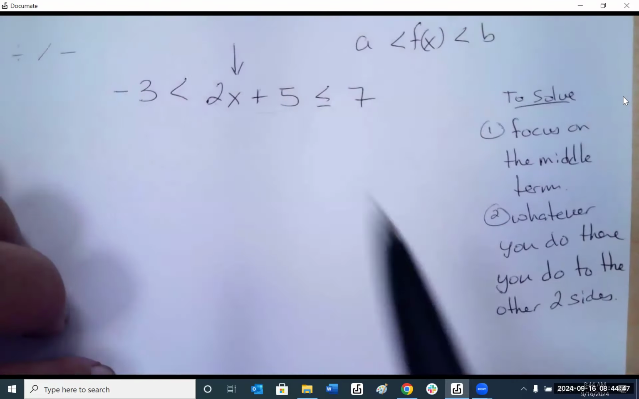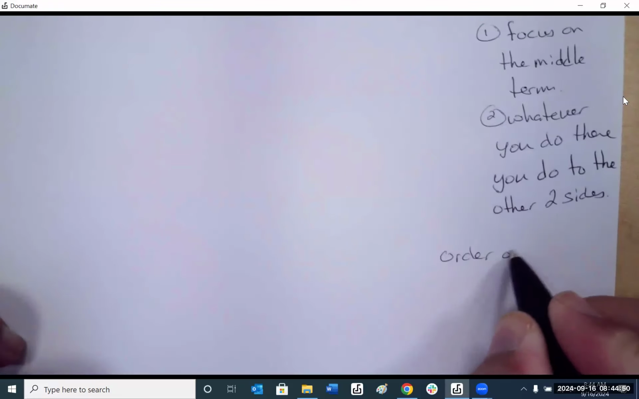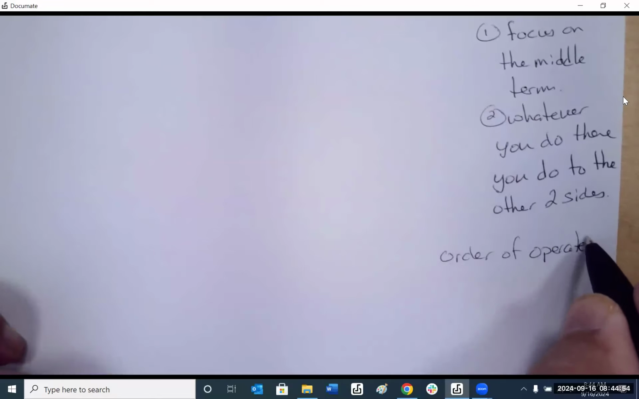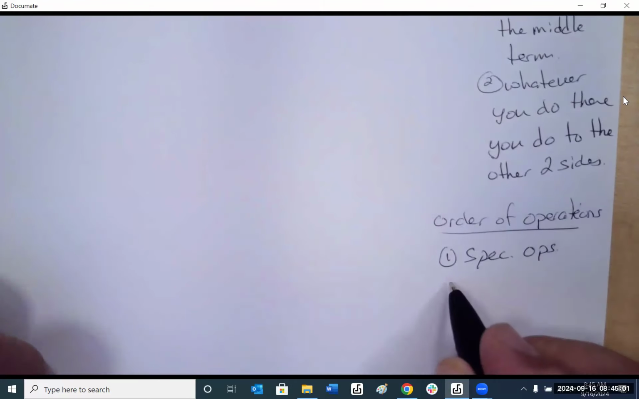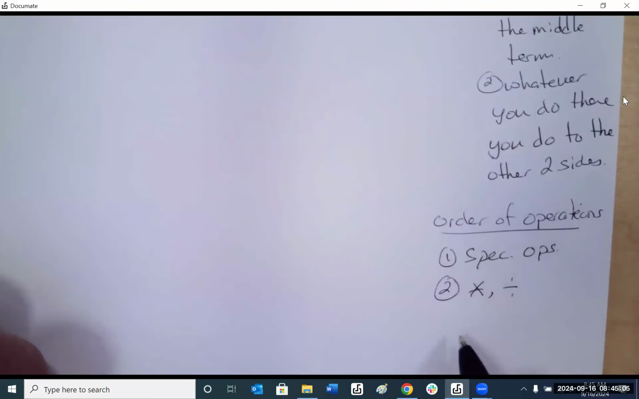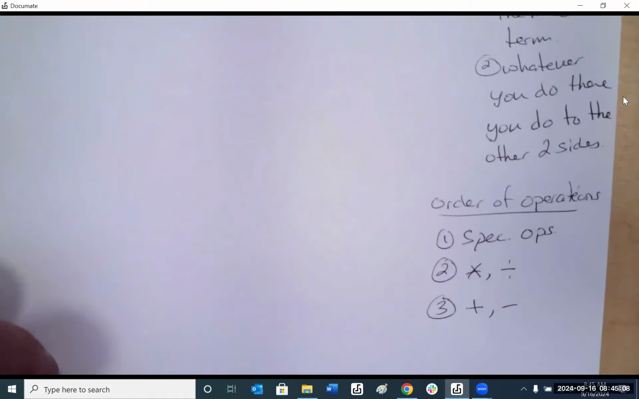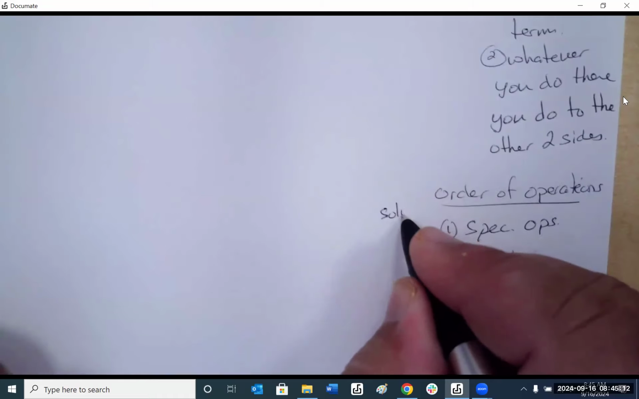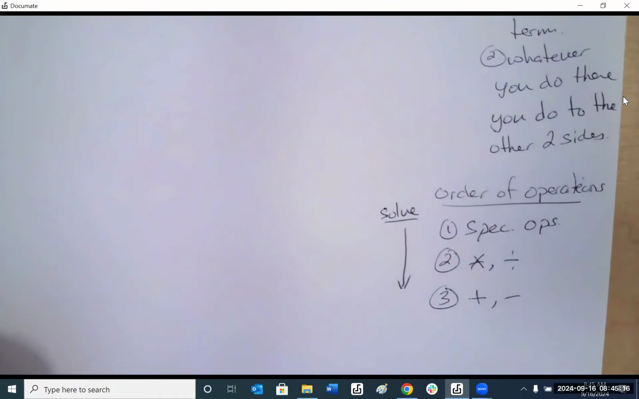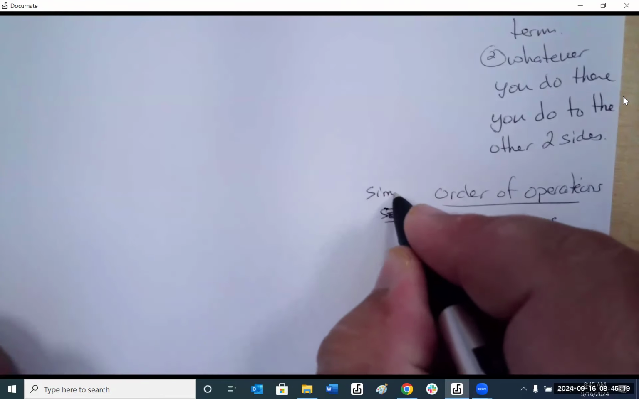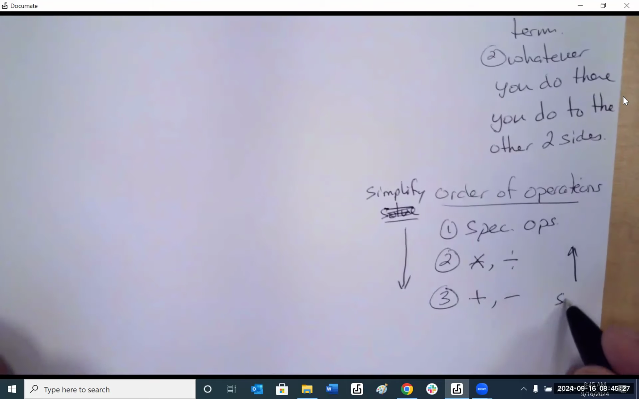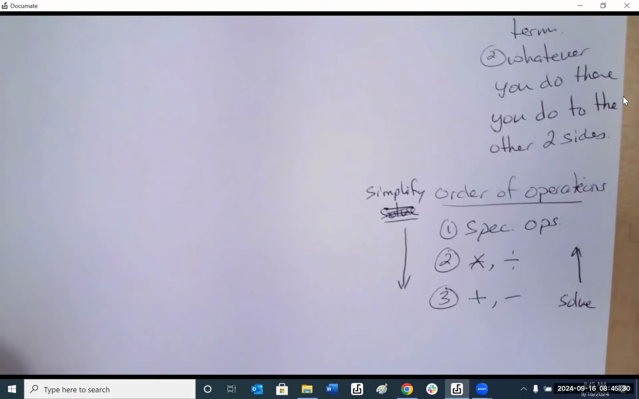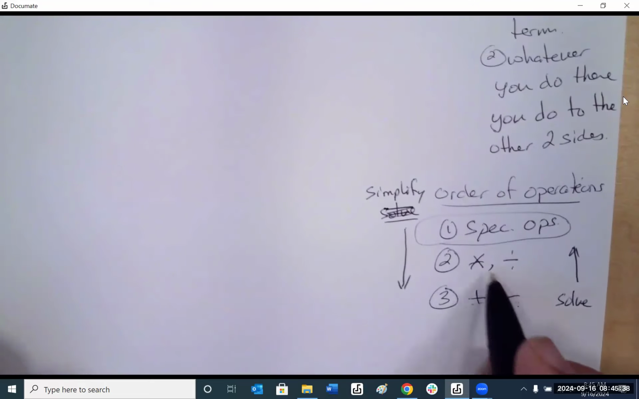Now, whenever we solve something like this, remember we have the order of operations. We do the special ops first, the multiplication division, and then the addition subtraction. When we're asked to simplify, we do that. When we're asked to solve, we do it backwards. Of course, we get rid of the parentheses first, the special operations, but then we get rid of addition, subtraction, and then we get rid of any multiplication division.